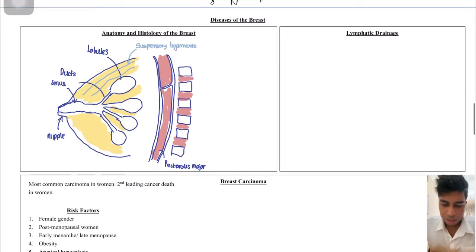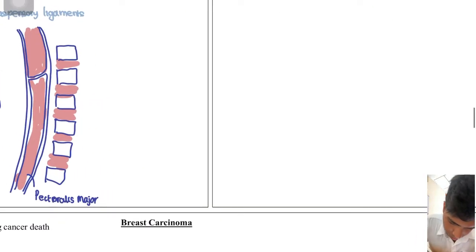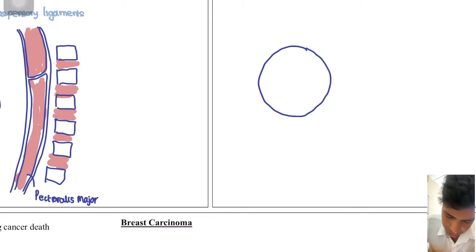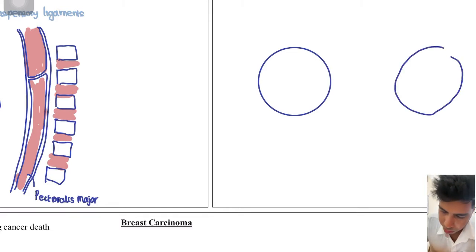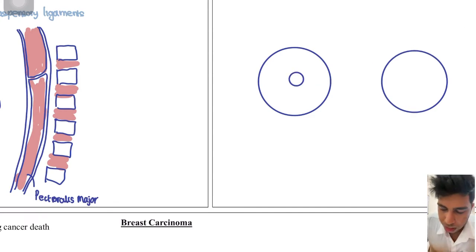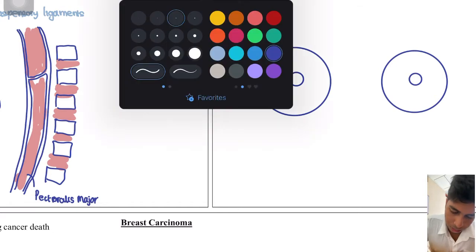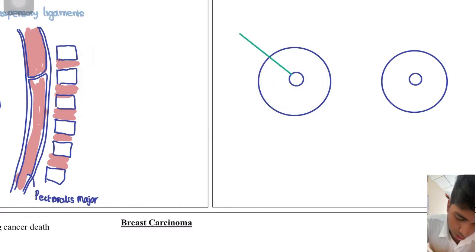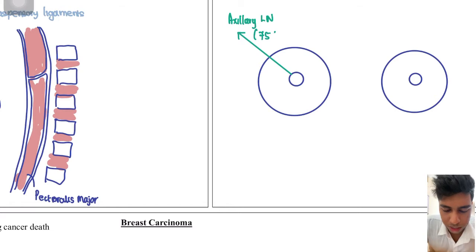Next, I will talk about the lymphatic drainage of the breast. Okay. So we have two breasts, the left side, right side, and the main lymphatic drainage is going to be the axillary lymph nodes. Okay. The main lymphatic drainage will be to the axillary. So around 75% of cancers will metastasize to the axillary lymph nodes. Okay. And next, right next to the parasternal, the sternal bone, we have the parasternal lymph nodes.